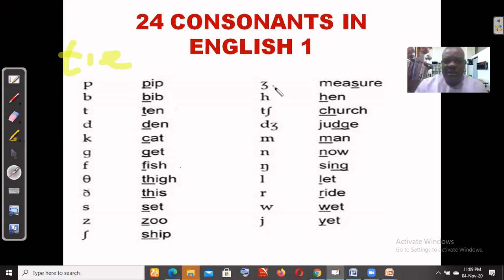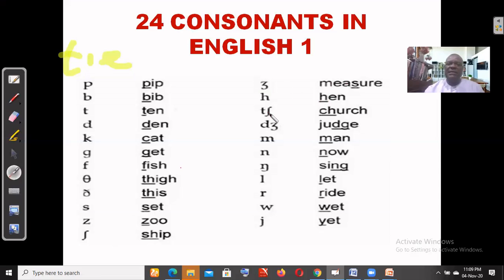Now, this is the voiced counterpart, is also the fricative, and of course, this is the sound we have in measure, measure. Now, it is wrong to say measure with a J, right? No, that's not the sound. While this is sh, this is zh, measure, measure. All right? The next sound is H, hen.